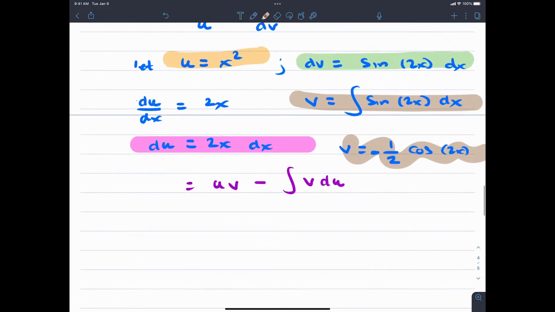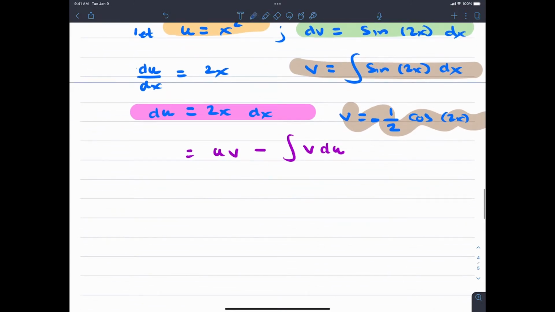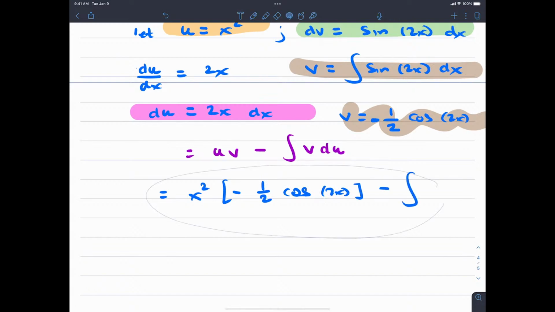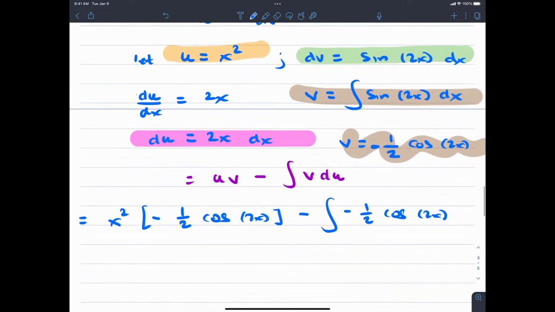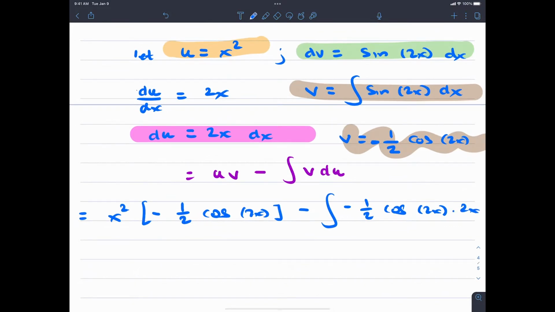Okay, so let's do U and V. What's the U and V now? X squared times negative 1/2 cosine 2x minus the integral of, so you're going to put that V in there. What is V? It's minus 1/2 cosine 2x. And du, what is du? Do you guys know what du is? 2x dx. Okay.